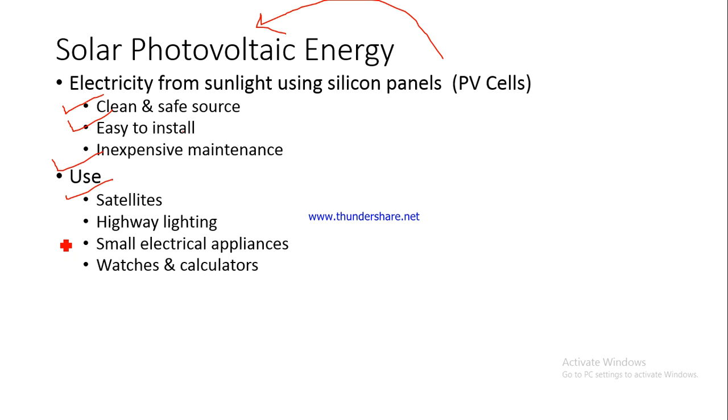You can talk about the solar lights that we have, solar emergency lights. So you have to get them charged during the daytime when the sun is out, and then they would work during the evenings when it is dark. And again, watches and calculators also at times use solar photovoltaic energy.